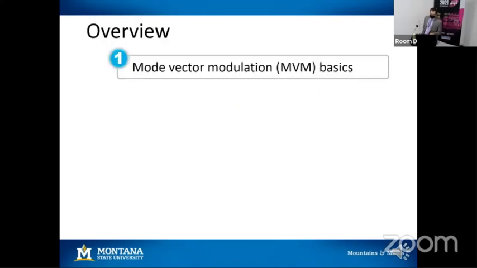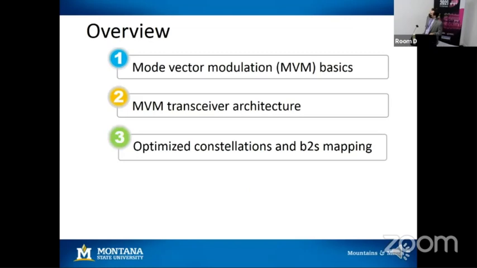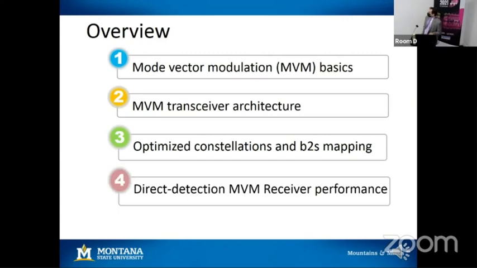Here is an overview of my talk. I will go through the basics of the modulation format in the beginning, and then I'm going to discuss the transceiver architecture, how we optimize the constellation in the generalized Stokes space, and how we did the bit to symbol mapping, because gray coding is not possible. And finally, we calculated the performance of the optically preamplified direct detection receiver.